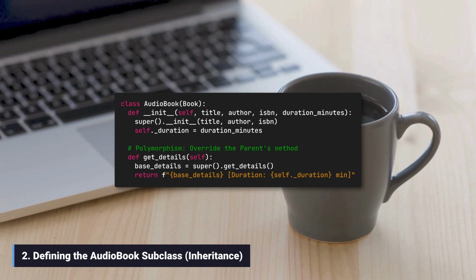2. Defining the AudioBook subclass. We follow the same pattern for AudioBook. It inherits common data from Book, but adds duration_minutes. It also overrides get_details to include its specific duration information. The inheritance ensures code reuse, and the overriding ensures specialization.